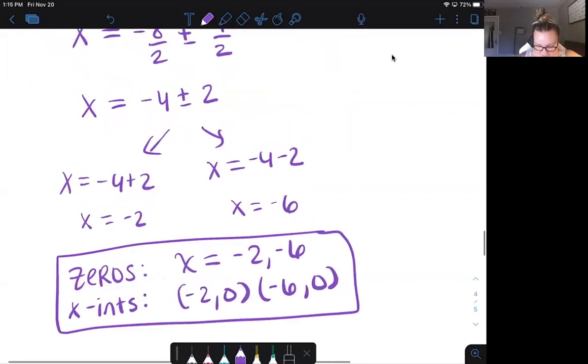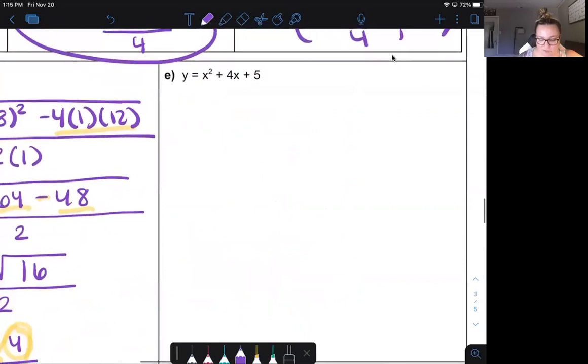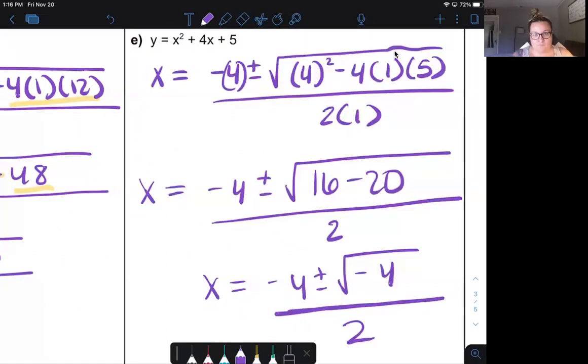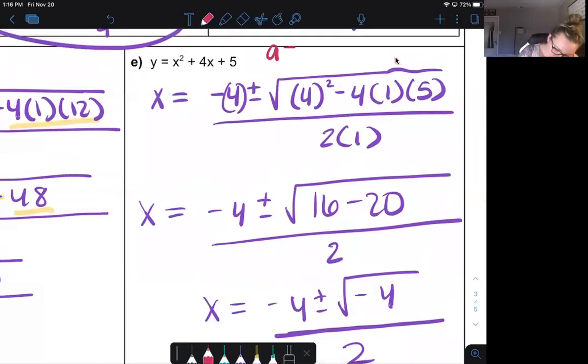All right. Now let's talk about one more. So something tricky happens with this, but again, let's see how far you can get without me. So press pause and then press play when you're ready to check your work. Go ahead and plug this equation into the quadratic formula. So hopefully you were able to at least get this far, and you noticed that A was 1, B was 4, and C was 5. So you plugged in 1 for A, 4 for B, and 5 for C into the quadratic formula.